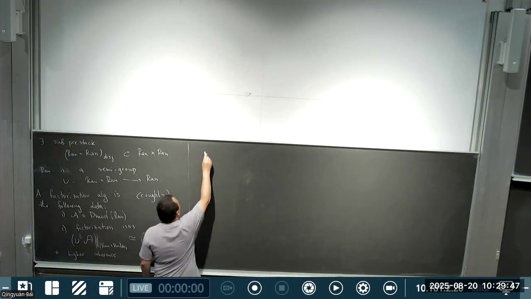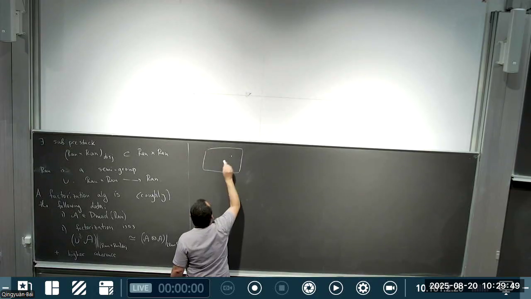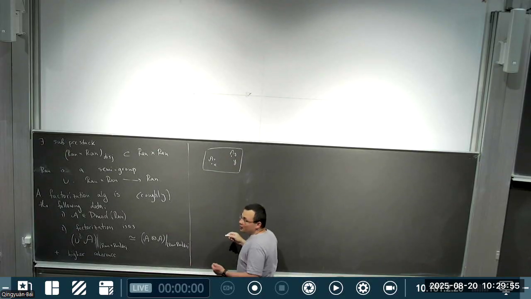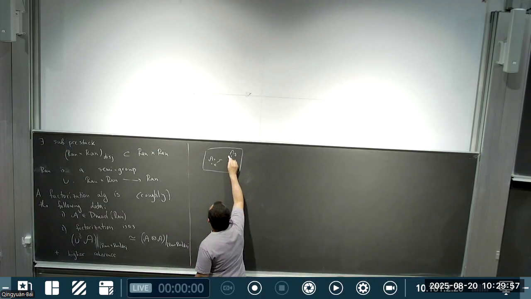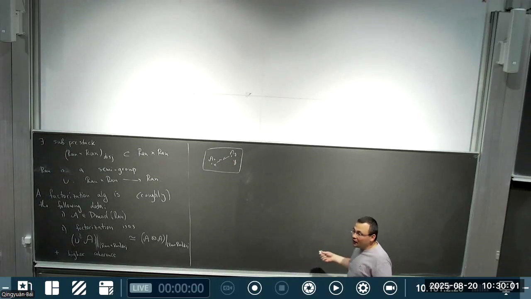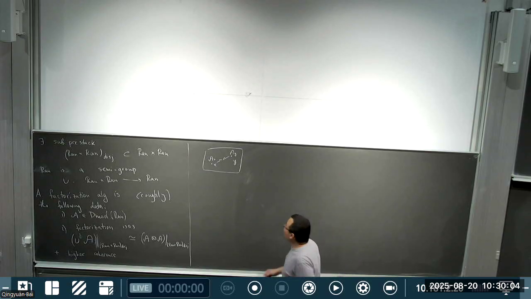Roughly, you should have the picture that was drawn before. Maybe there are two points x and y, here's A_x and A_y, and the way that this is an algebra is that maybe these points collide at some other point, and then what happens at the collision encodes the multiplication.